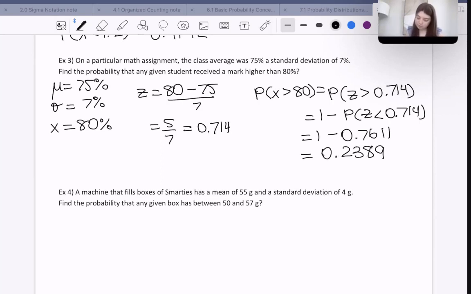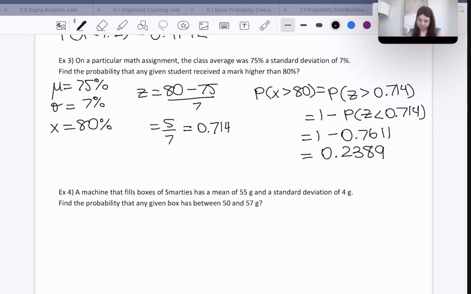0.2389. So the probability of a randomly selected student getting a mark higher than 80% would be 0.2389. So 23.89% of the students overall on this math assignment got a mark higher than 80%. So yeah, a little less than a fourth of the class overall.